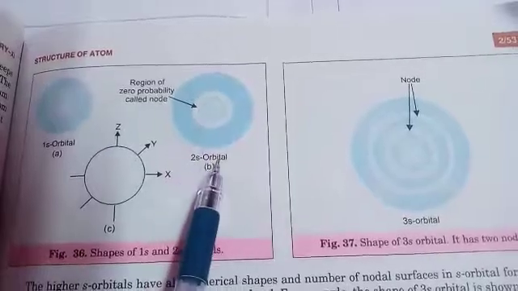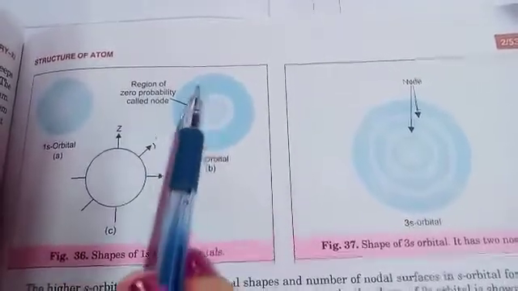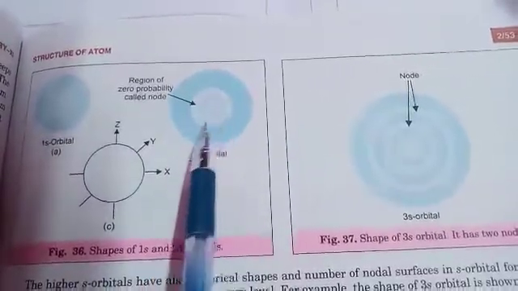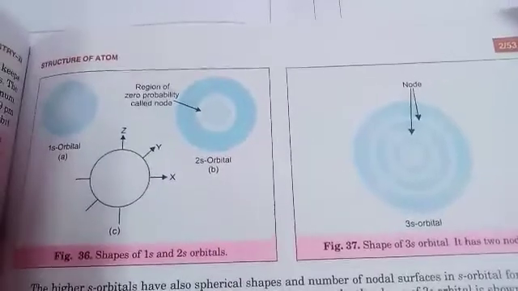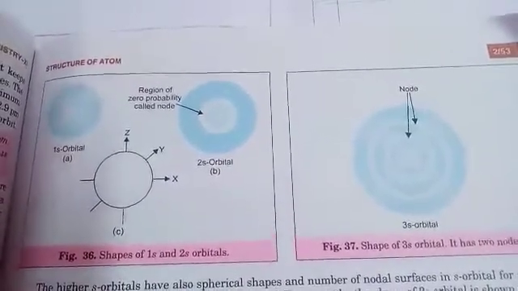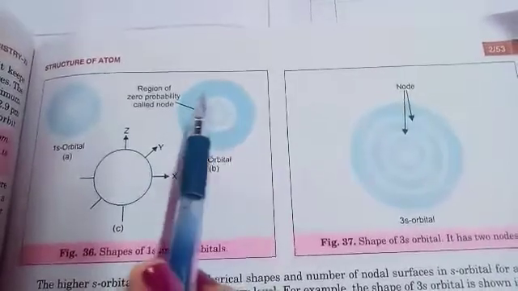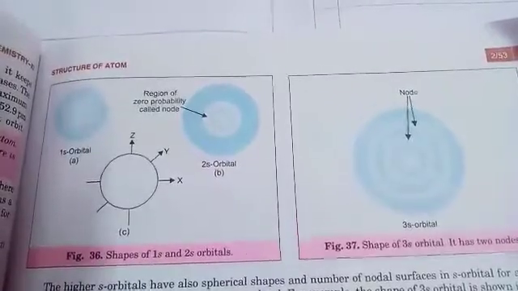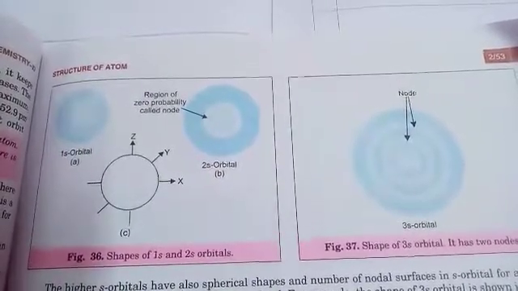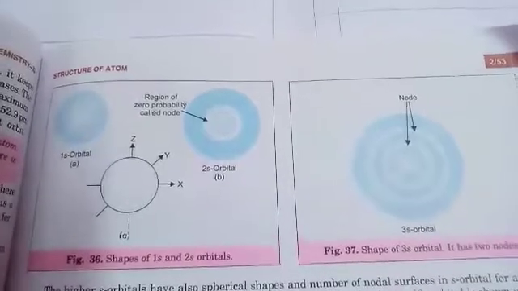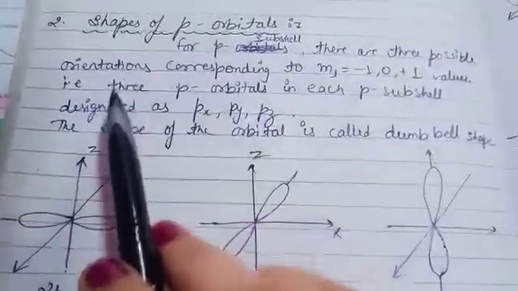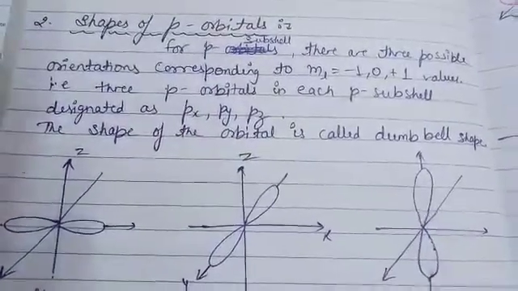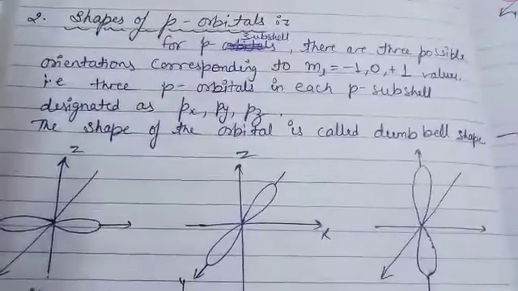Even if you see the 2s orbital, this shaded portion represents the orbital, and this white portion represents the node, where the probability of finding an electron is 0. And this shade is the orbital, where the probability of finding an electron is maximum. So this shows the shape of the orbital, which is spherical and non-directional. Now second we have the shape of p orbitals. In case of the p subshell, there are 3 possible orientations.